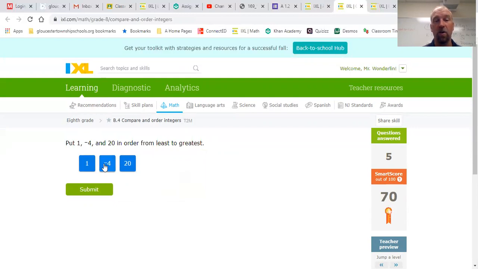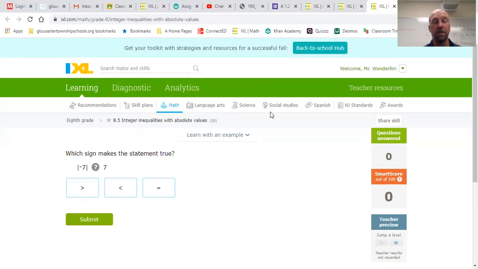Here we go, I have positives and negatives. Well, I know that negatives are always smaller than positives, so I'm going to slide that negative over to the left to begin with. Negative 4 is the smallest number. And now compare these positives. Well, 1 is smaller than 20, so here I go. My least to greatest: negative, small positive, larger positive. Submit.